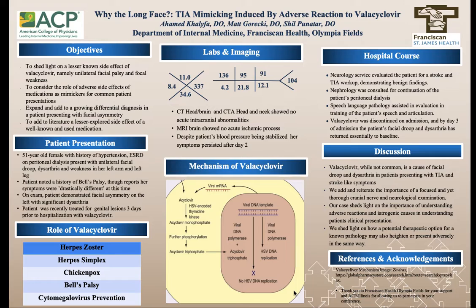The patient that we'll be discussing is a 51-year-old female who has a history of hypertension and end-stage renal disease on peritoneal dialysis, presenting with unilateral facial droop, dysarthria, and weakness in her left arm as well as her left leg. The patient noted a history of Bell's palsy, but at the time of presentation reported that this was drastically different than the time that she had Bell's palsy. On exam, there was facial asymmetry on the left with significant dysarthria, and the patient, of note, was treated for genital lesions 3 days prior to the presentation in the hospital with valacyclovir.